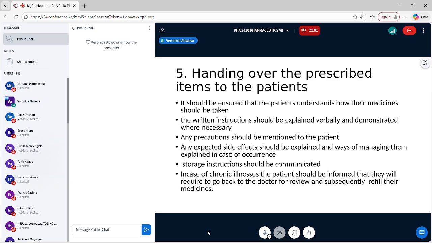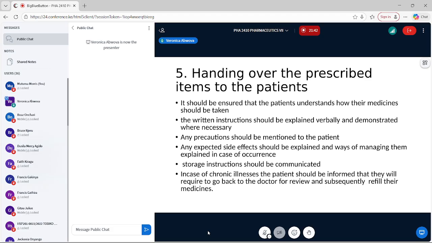Then the fifth and final step is handing over the prescribed items to the patients. It should be ensured that the patients understand how their medicines should be taken. Remember, we said our main aim is to ensure that medicines can be taken safely for the purpose for which they've been prescribed. If you give a patient a medicine and they are not able to take it safely, then you have done them a disservice. So ensure that the patient actually understands. If you need to use vernacular, use it, just to ensure there's understanding.